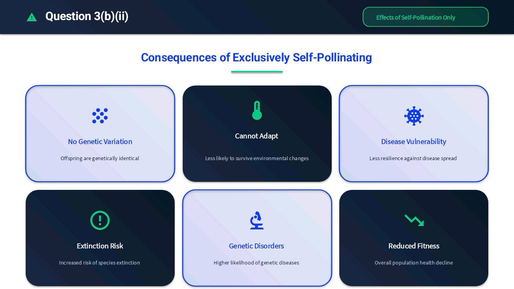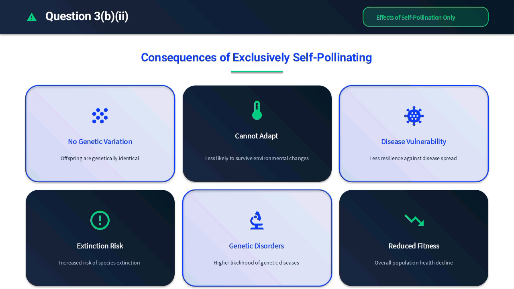Part B, Part 2, asks us to discuss the potential effects if a plant population only uses self-pollination. This is about the consequences of no genetic exchange. First and most importantly, there will be less or no genetic variation in the population. All offspring will be genetically identical or very similar to the parent. Second, this means the population is less likely to survive or adapt to environmental changes. If conditions change, all individuals will be affected similarly.